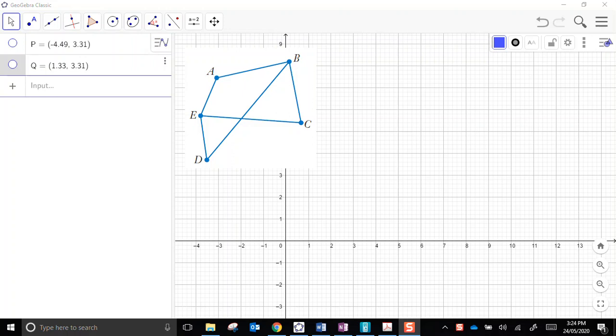Hi everyone, this lesson is going to be about planar graphs. Now here is an example of a graph, but we notice here that the edge from E to C crosses the edge from D to B.